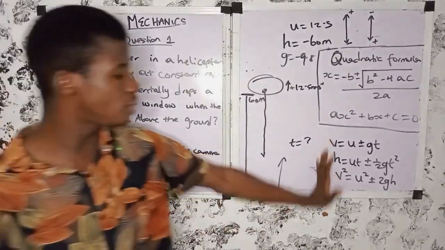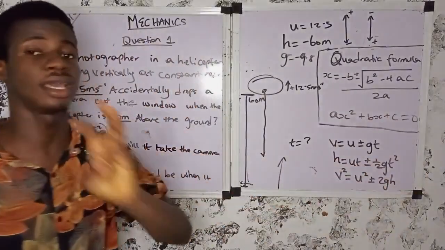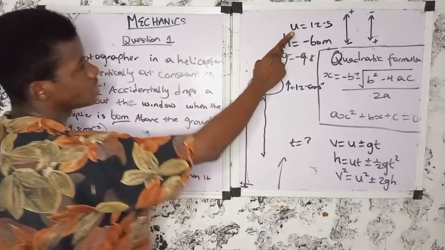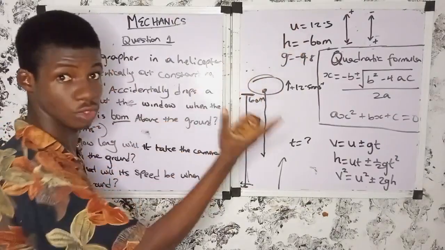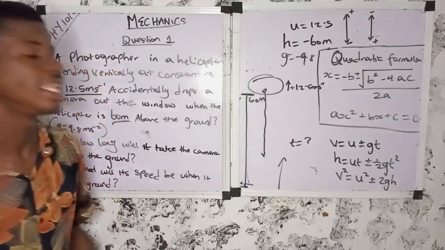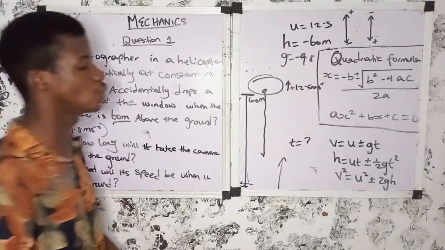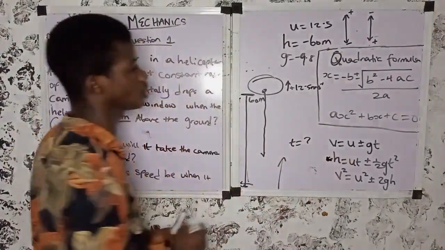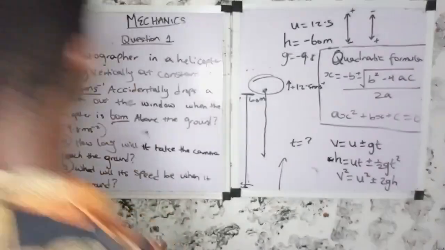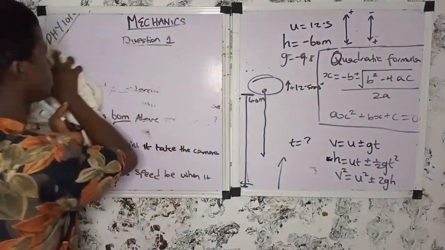Using this equation of vertical motion, since we have height, we have u, we have g, and they are telling us to look for time, we are going to use the second equation. Okay, I'm going to use the second equation.